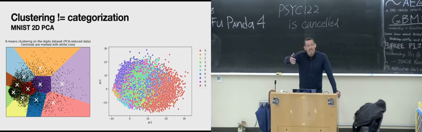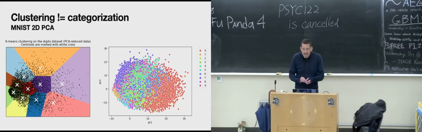There are 10 digits, right? 0 through 9. So I put in 10 means. Do those 10 means correspond with any digit even clearly? No, right? Like if this red is the zeros over here, it got broken up into 2 clusters.